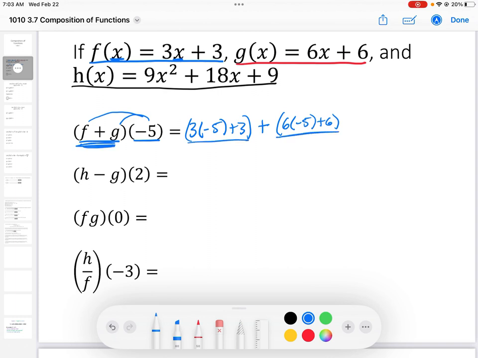So I could simplify this and I could say, well, 3 times -5 is -15. If I add 3, that gives me -12. And so I'm going to have -12 plus 6 times -5 is -30. If I add 6, that's going to give me -24. And so I get -12 plus -24, which equals a total of -36. And so -36 would be the output when you input a -5 into the function f plus g. So why don't you try these other three and then restart the video to see how I would solve these ones.